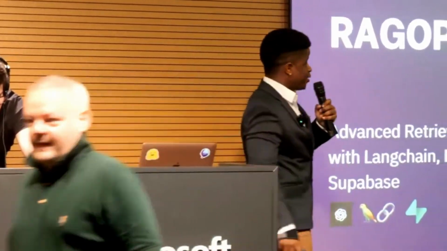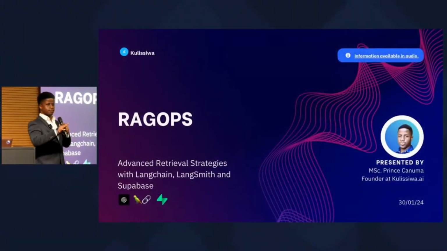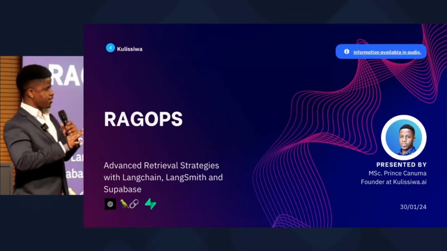All right, hello guys. So today we are going to talk about RAGOps, but not just your typical RAGOps. We are going to go from basic to advanced. But first, I need to understand how many of you have actually tried to play with an LLM, either locally or through an API? Okay, you guys have the idea of it.